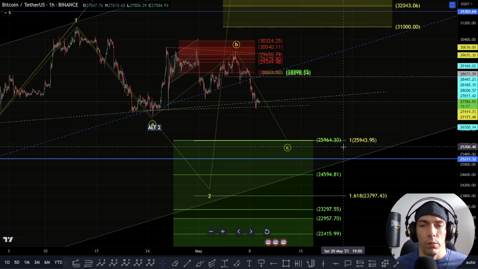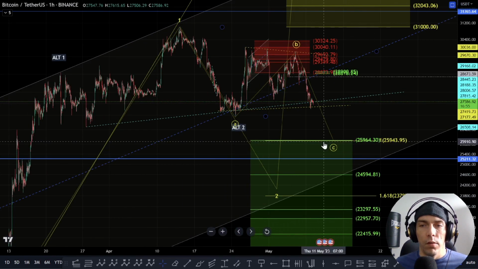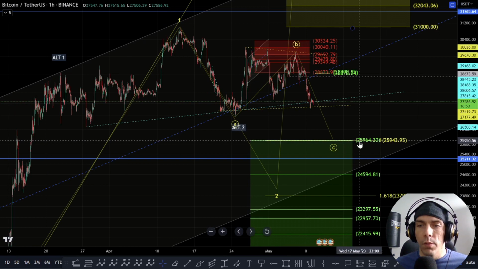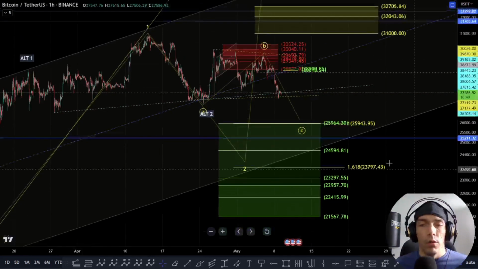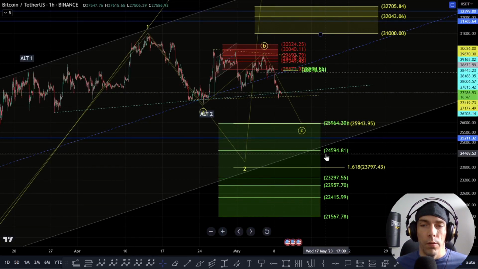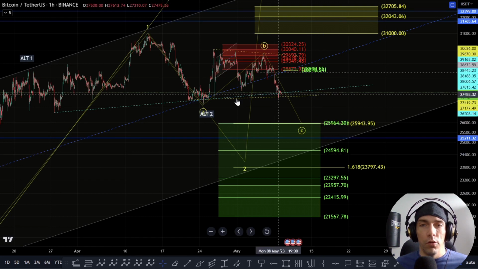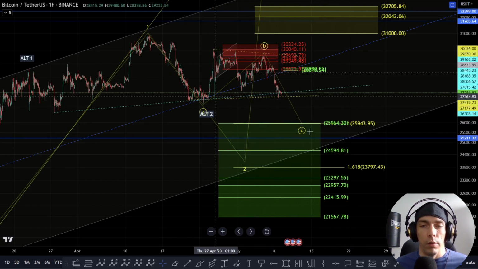25,943 at a 1-to-1. This would also tie in with a 0.382 retracement, which would bring us up here towards this 25,964 area. We do also have this lower range here of this 50%, which is towards this 24,594, which could be quite an interesting zone and could actually lead to us coming back into this channel line.